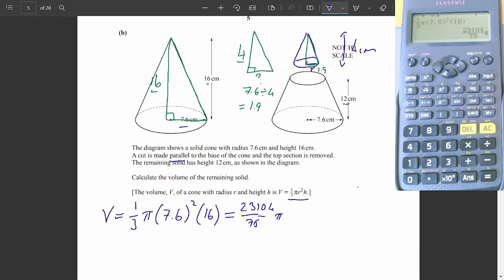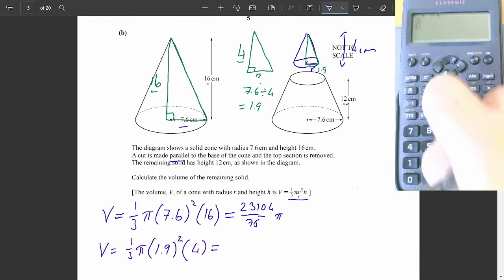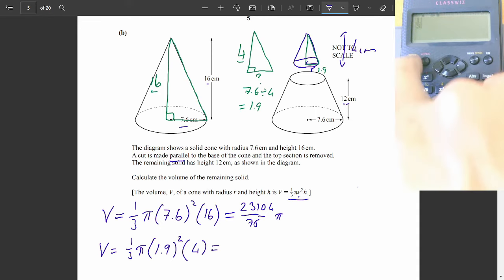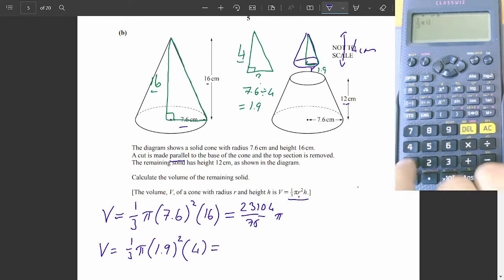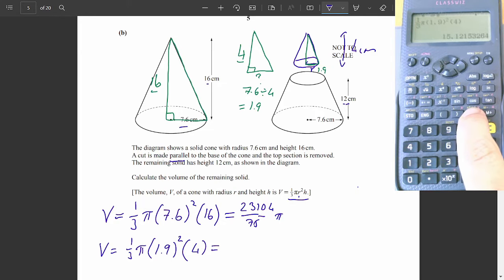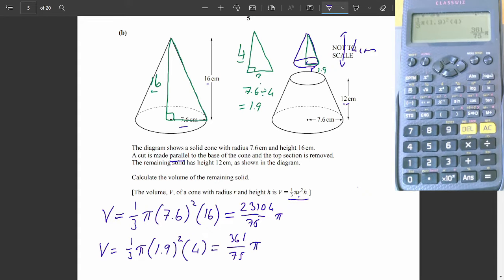So we can now go ahead and work out the volume of the smaller cone that has been cut away. It's got a radius of 1.9. We square that, and it's got the height of 4. So let's put that into a calculator. Okay, and again, you can write down all these digits to be accurate, or the most accurate here will be 361/75 pi. That is just the answer in terms of pi.